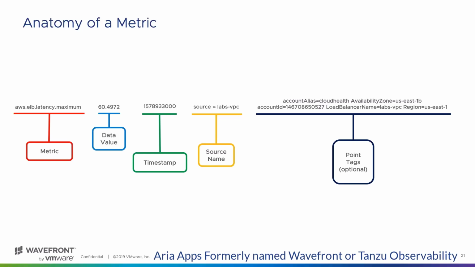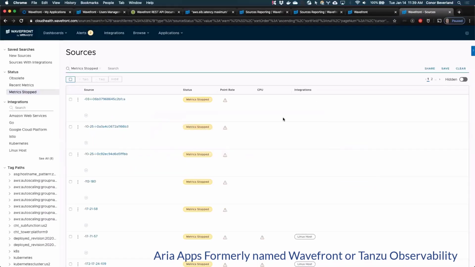With source tags, because they're not key value pairs, it's always tag equals. I hope that makes sense. I remembered about it when I saw here that Cloud Health is using this source tag concept.